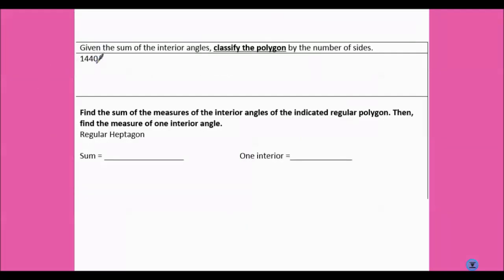What if we know the sum and we want to find the number of sides? That means 1,440 would have to be equal to 180 times n minus 2. And we're going to solve this. Now, technically, you could distribute the 180 into the parentheses, but a shorter way would be to divide both sides by 180. Those would cancel out. 1440 divided by 180 is 8 equals n minus 2. Therefore, n has to be 10. And we know that this is a decagon.